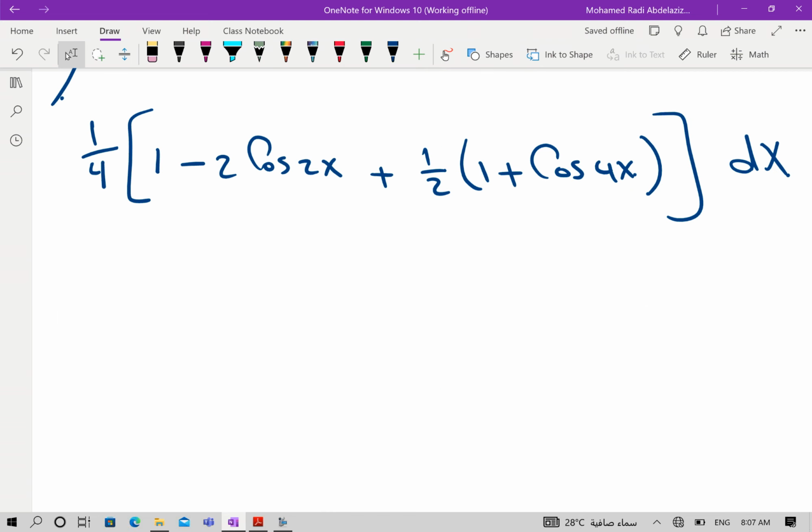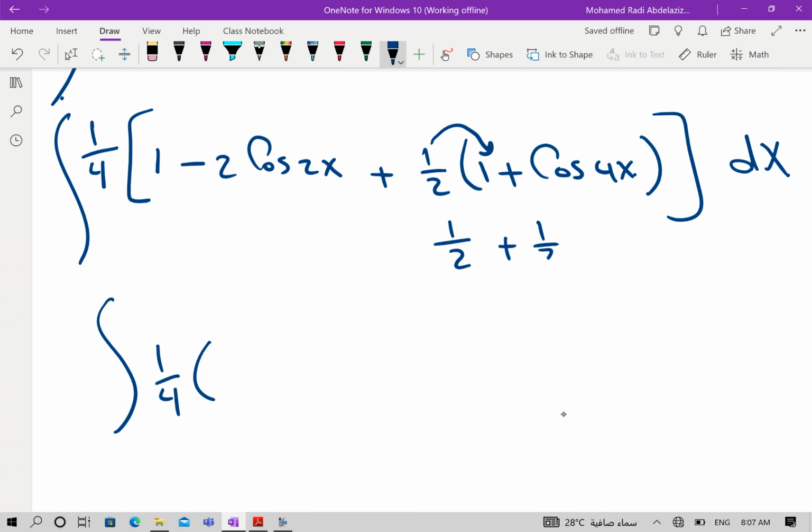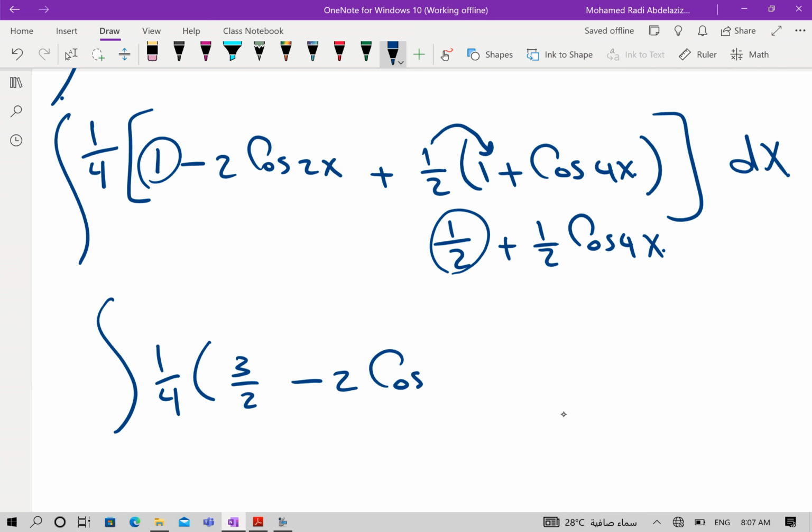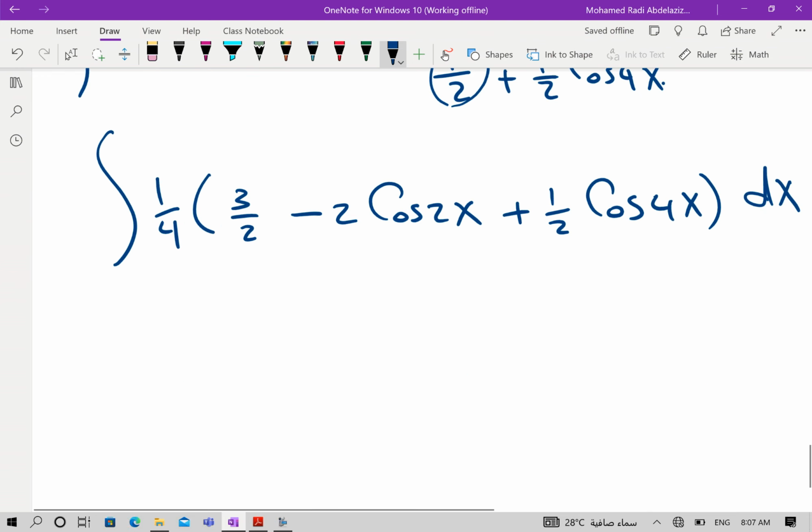Now you can simplify more before integrating, or integrate then simplify. I will simplify first. Fourth, when you expand, half by 1 will be half, then half cosine 4x. So 1 plus half is 1.5, which is 3 over 2, minus 2 cosine 2x plus 1 over 2 cosine 4x by dx. Then start to integrate, keep fourth outside.